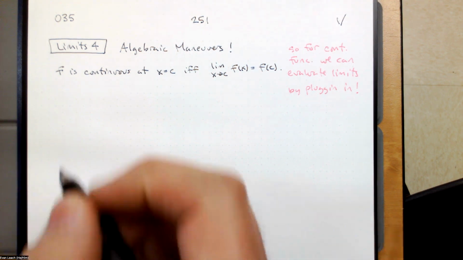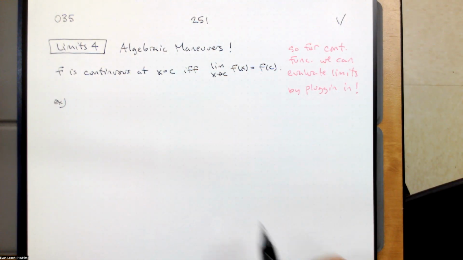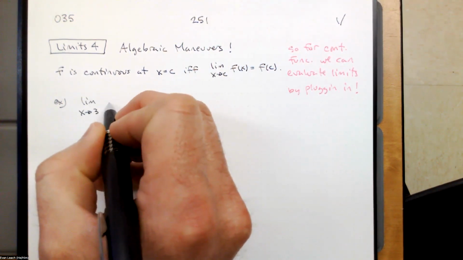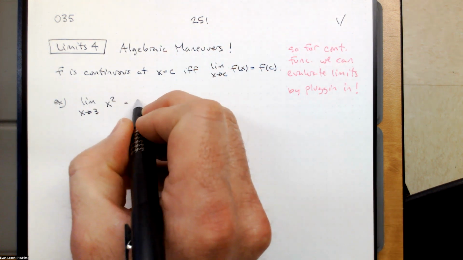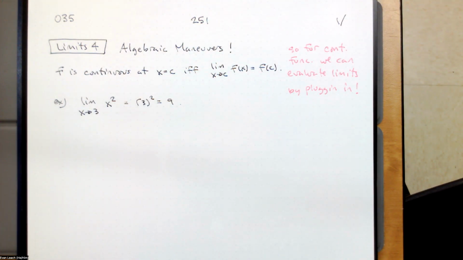So for example, an example of what I mean for evaluating limits by plugging in, if I wanted to find the limit as x goes to 3 of x squared, x squared is continuous at 3. As x goes to 3, we'll be headed towards the value of the function at 3. We can get away with just plugging in. Easy. That's why we like continuous functions. And there are a lot of better reasons to like continuous functions. This is one of them.